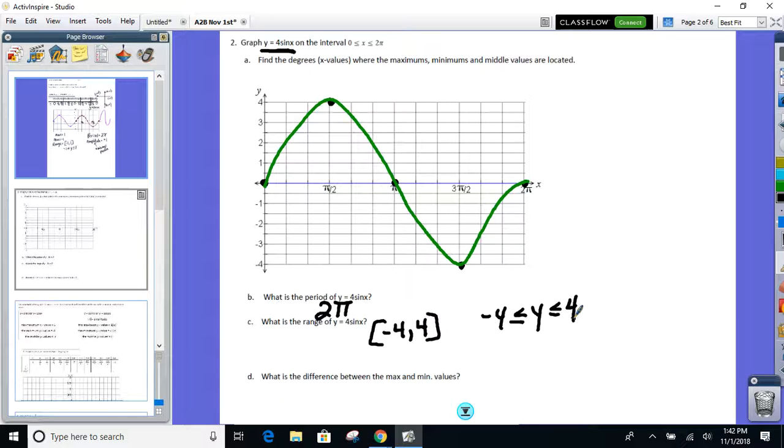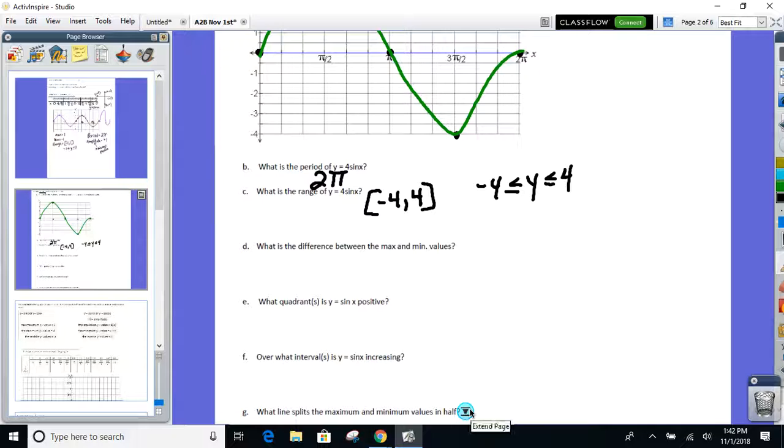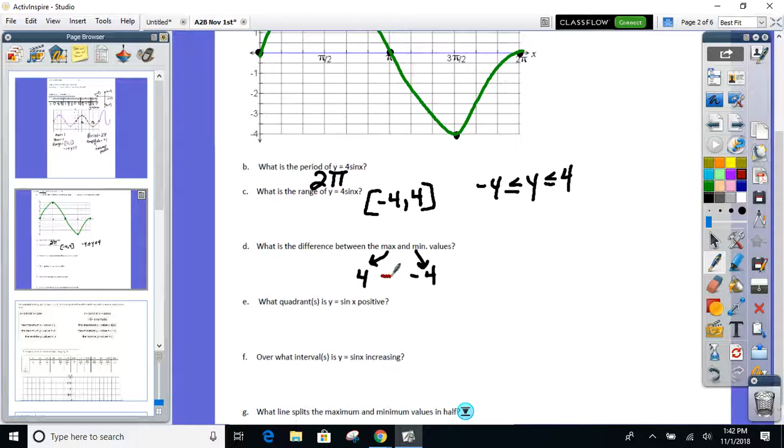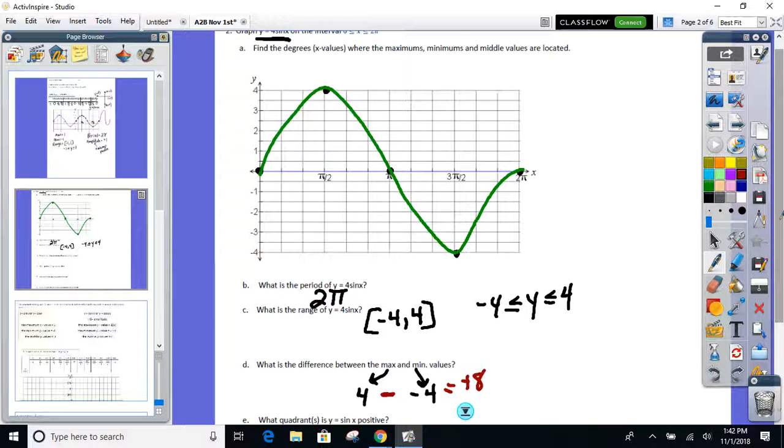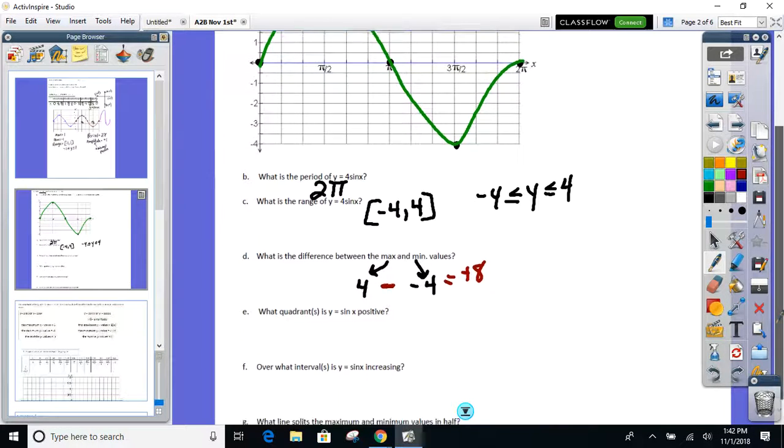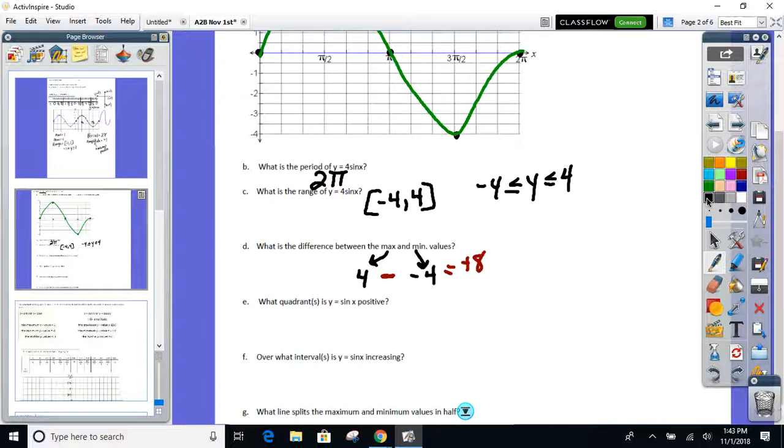New question here. What's the difference between your max and your min values? Well, what was my max value? 4. What was my minimum value? -4. Difference means to do what with these two? Subtract them. So what is the difference between 4 and -4? How far are they apart? That's positive 8 units. And if you want to count on your graph, count on your graph. How many units is it between -4 and 4? 8 units. Whoa, we're getting crazy over there, huh? Calm it down.